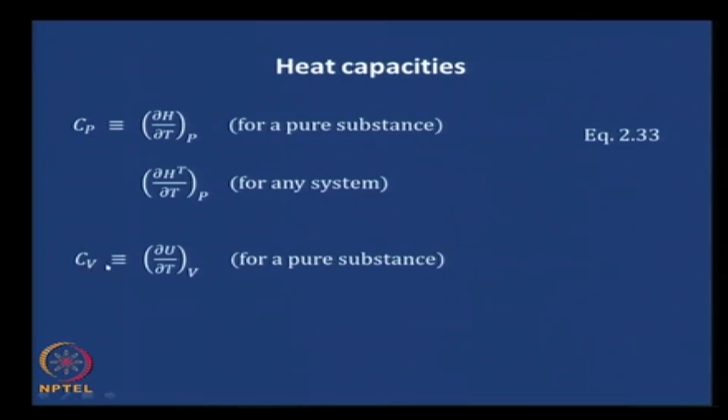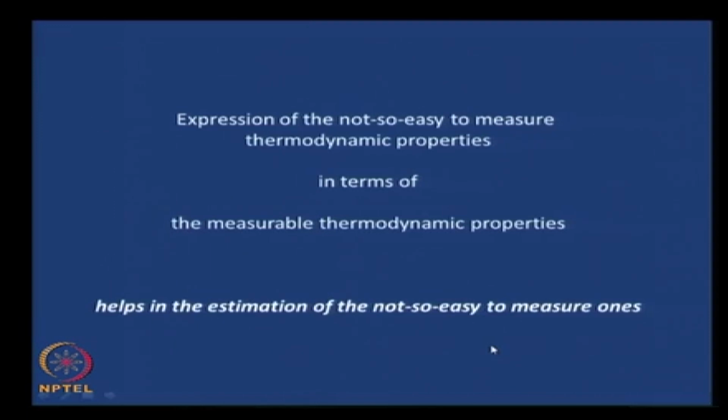Now, Cv is defined as ∂U/∂T. Cp was ∂H, enthalpy, ∂T; Cv is ∂U, internal energy, ∂T at constant volume. Since this is at constant volume, we call it Cv, specific heat at constant volume. This is for a pure substance, we will call this equation 234, and for any system you can define Cv as ∂Ut/∂T at constant V. Expression of the not so easy to measure thermodynamic properties in terms of measurable thermodynamic properties helps in estimation of the not so easy to measure ones. I am just repeating this so that it gets across better.